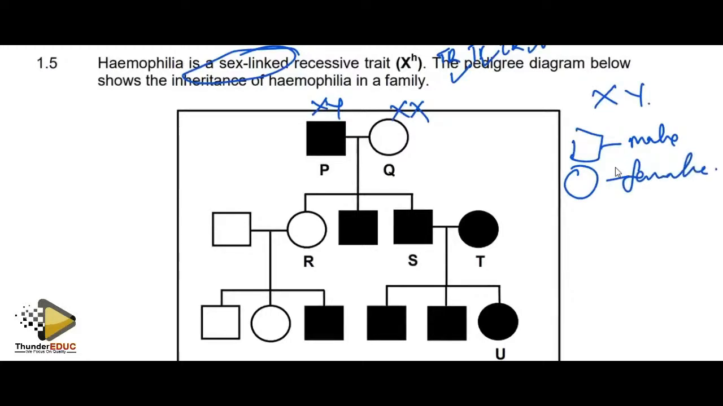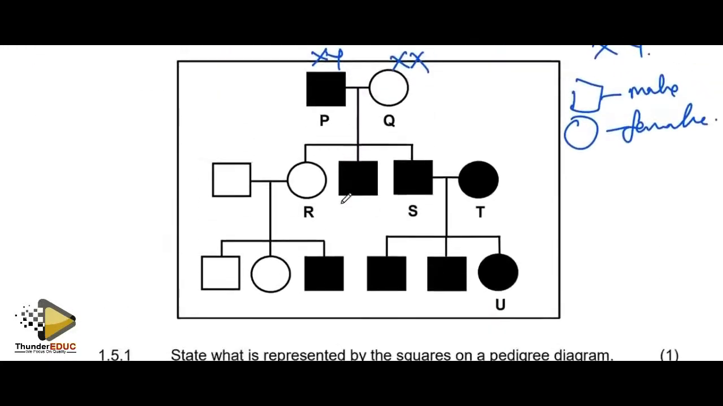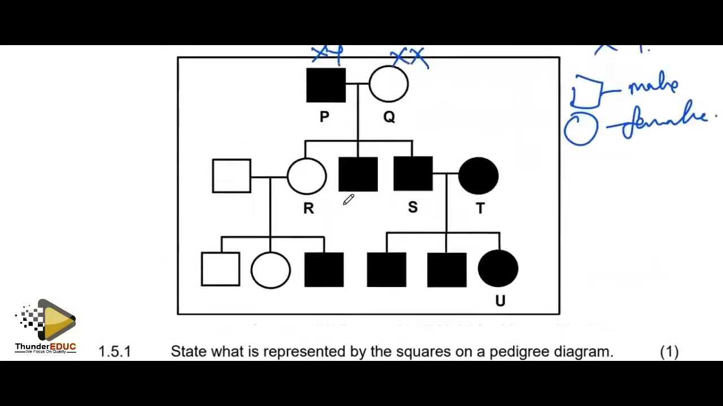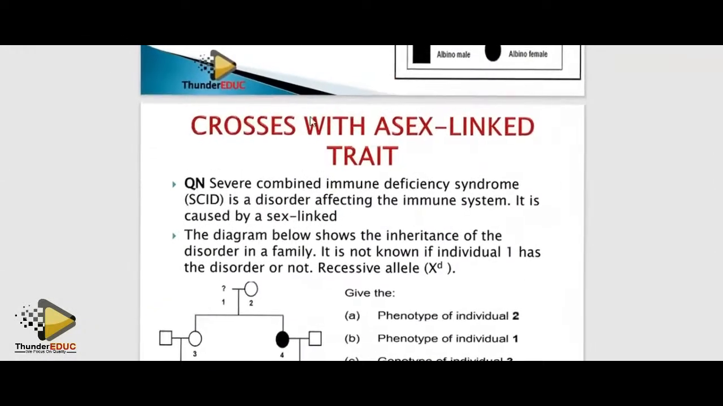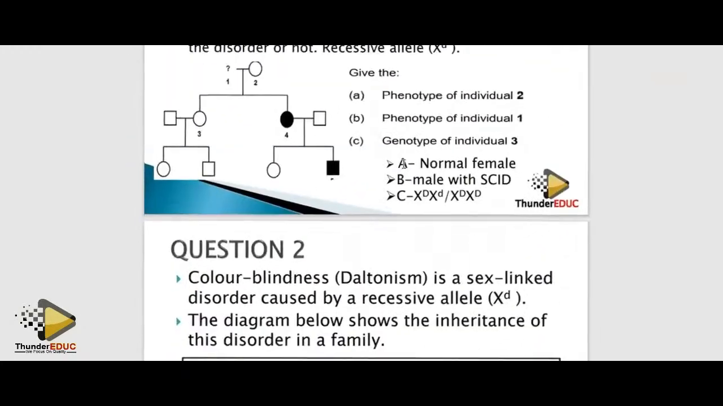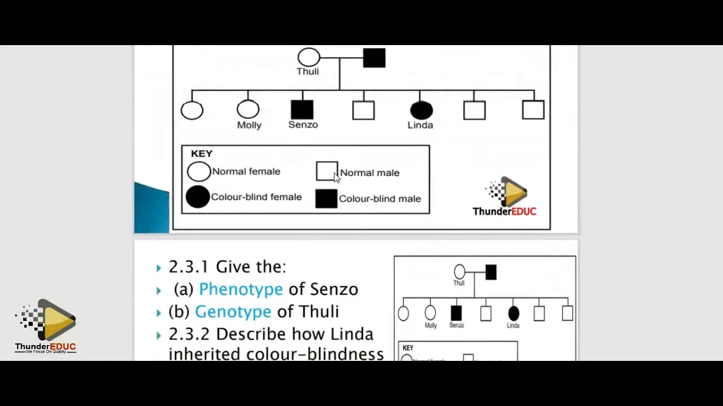Sometimes we can even ask you what a box means. Yes, so let's continue to our pedigree. Can this question be answered by our booklets? Yes, because we have many questions concerning pedigree diagrams. Let's see. Yeah, this is a sex-linked disorder. So it means that whenever you see a sex-linked pedigree, a box means a male, while a circle means a female.